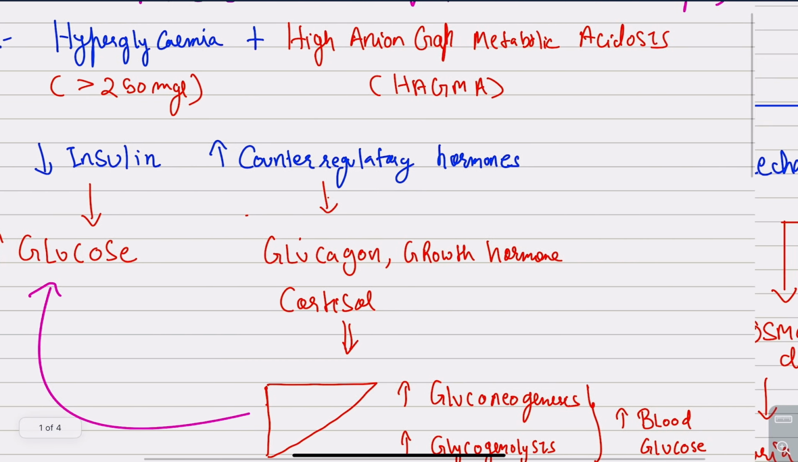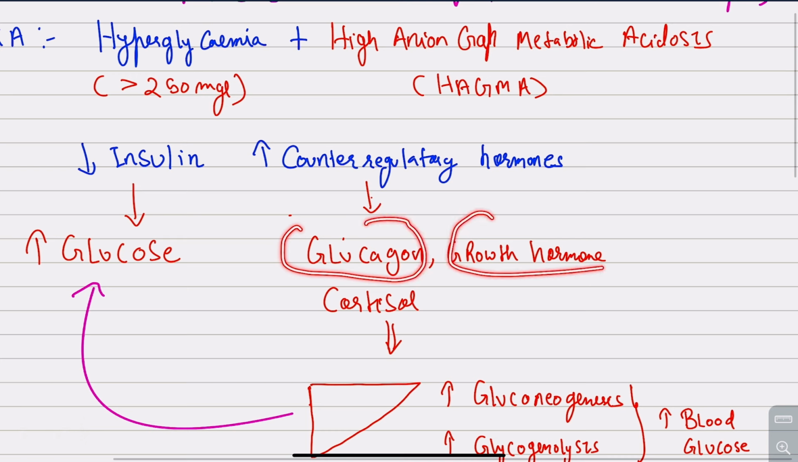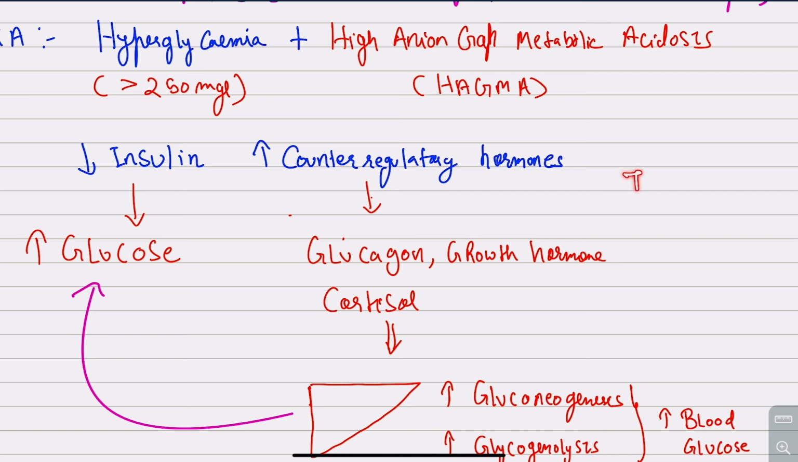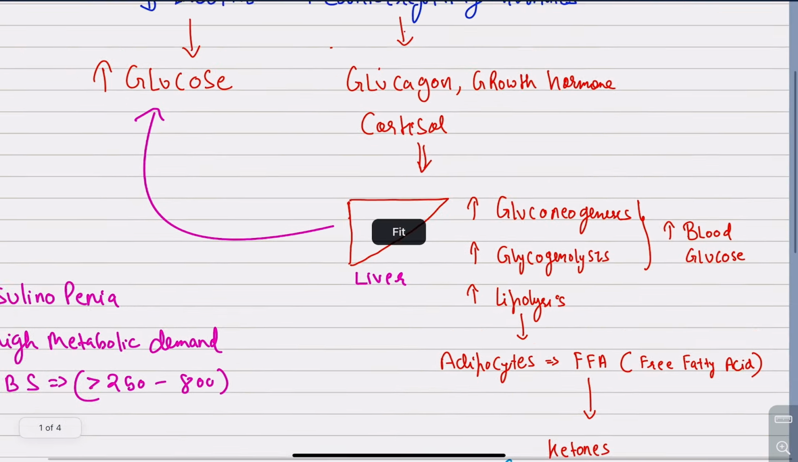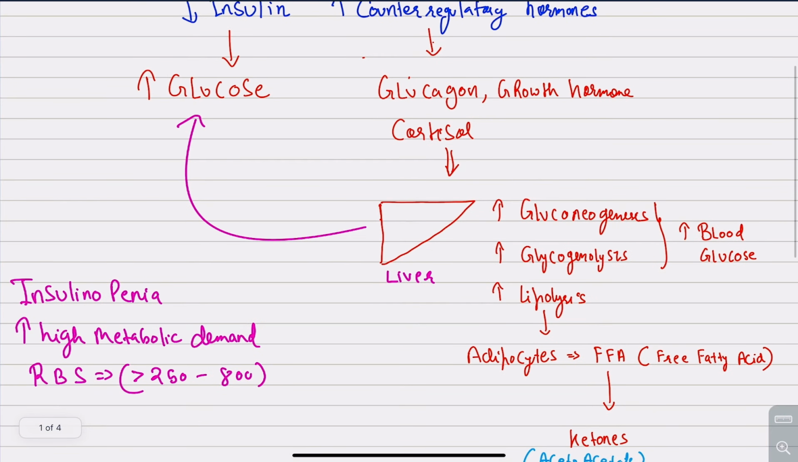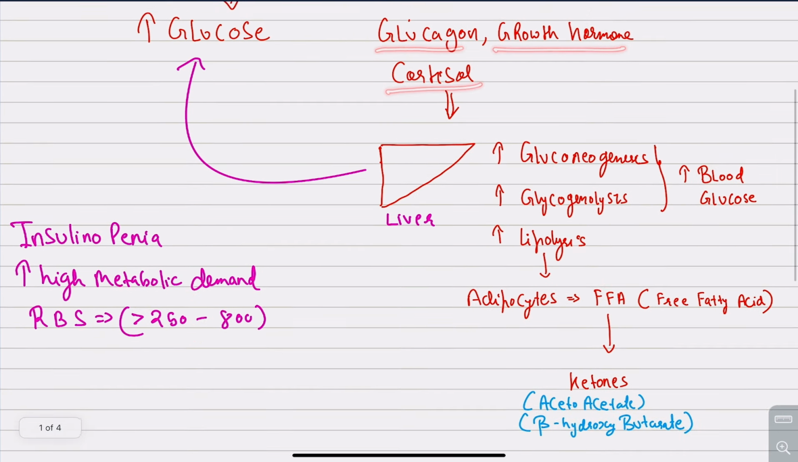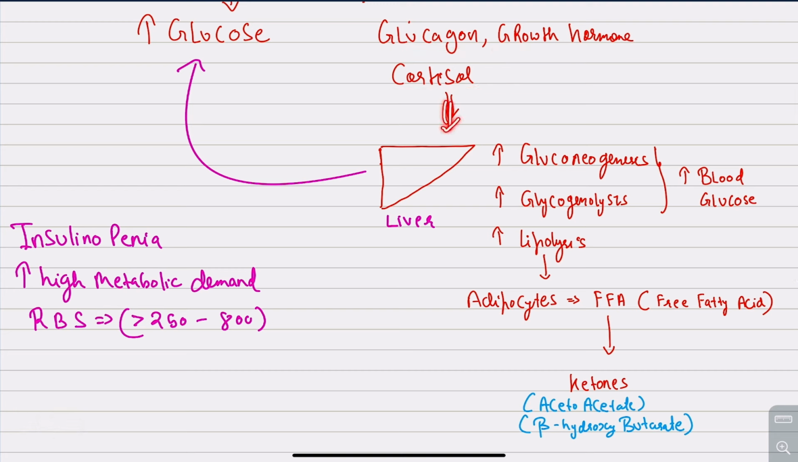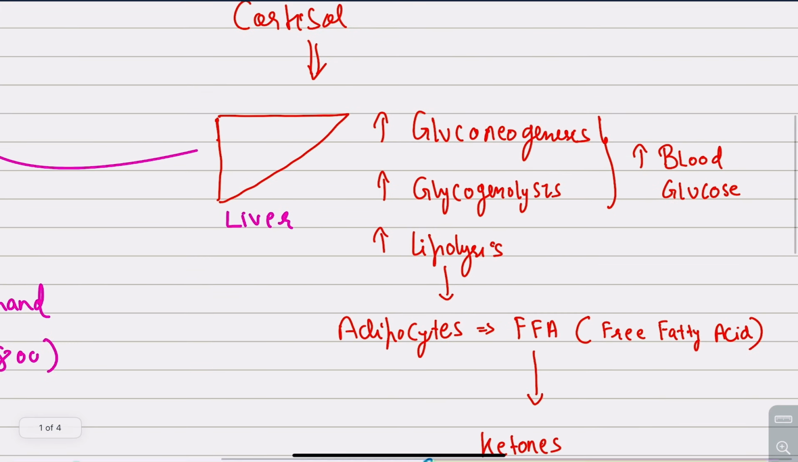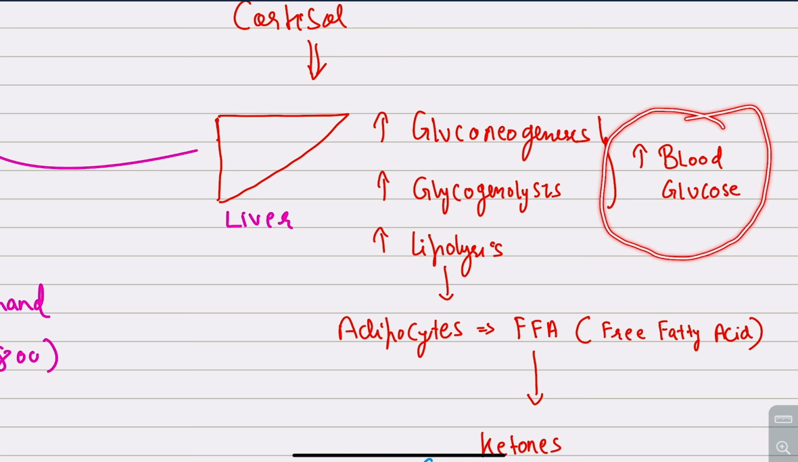Now why are these counter-regulatory hormones, which are glucagon, growth hormone and cortisol, elevated in DKA? They are elevated simply because of some triggers. We will learn about these triggers later on. Now what are these counter-regulatory hormones doing? They signal the liver to produce more blood glucose. How? Biochemical pathways like gluconeogenesis and glycogenolysis will contribute to the higher blood glucose level.